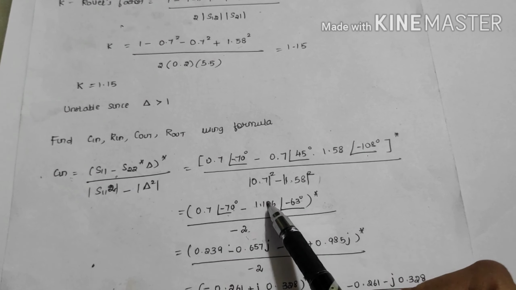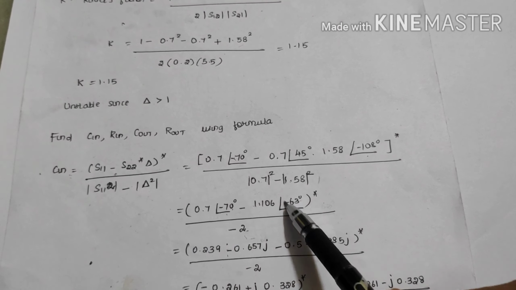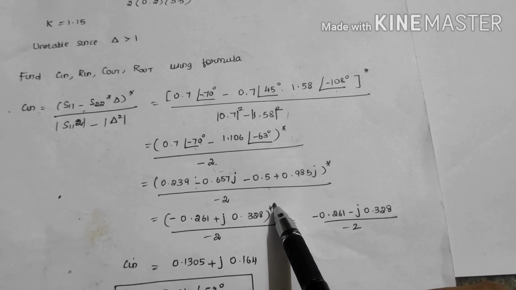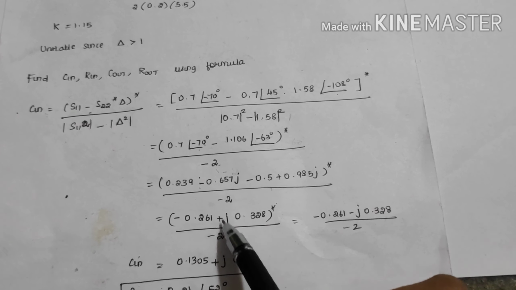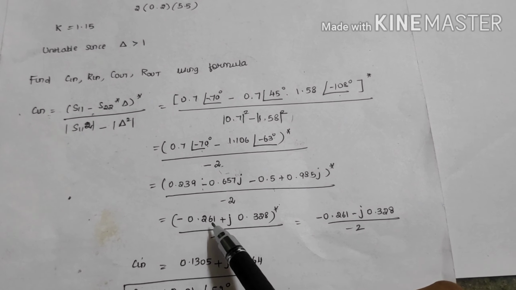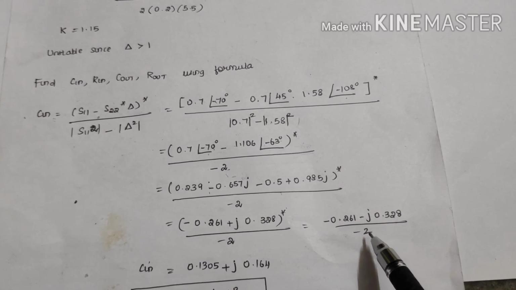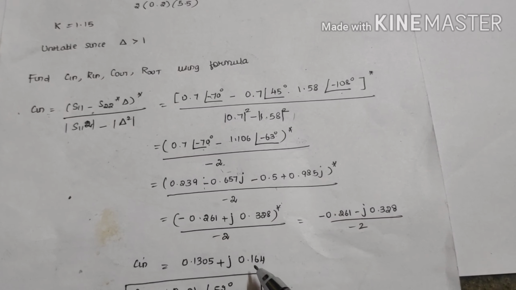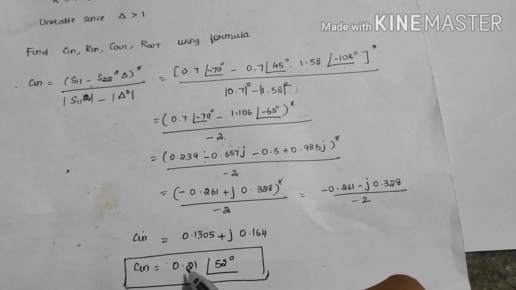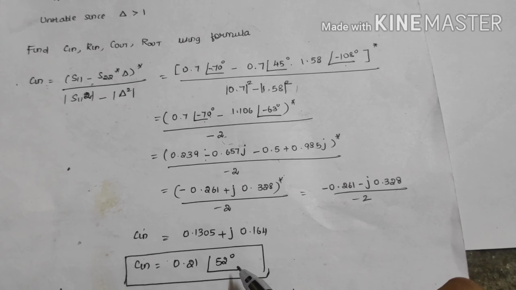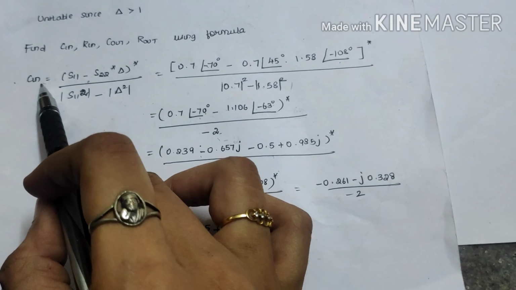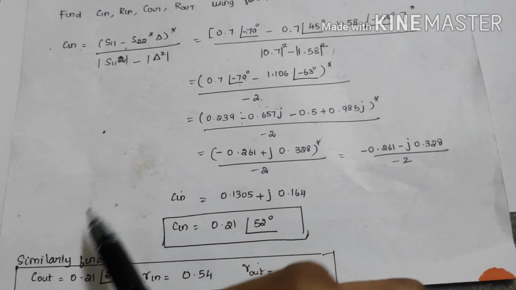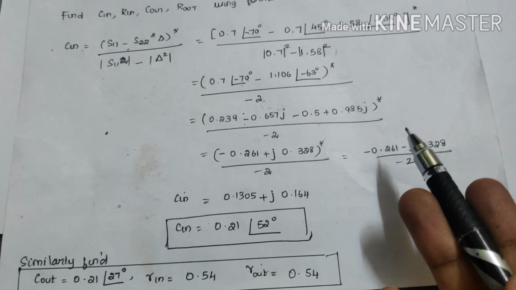Now angles cannot be subtracted, so convert this into rectangular form, simplify the values and now take the total conjugate. Conjugate means plus becomes minus. So it is minus 0.261 minus j 0.328 divided by minus 2. Divided by minus 2, we get the value 0.1305 plus j 0.164, and converting to polar form the value is 0.21 angle 52. Like how we found C in, find the values of C out, R in and R out. After finding all these values, we can plot them on the Smith chart.